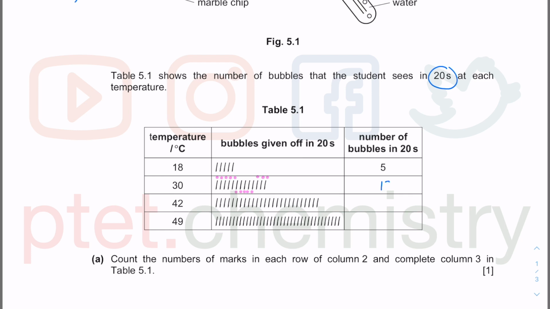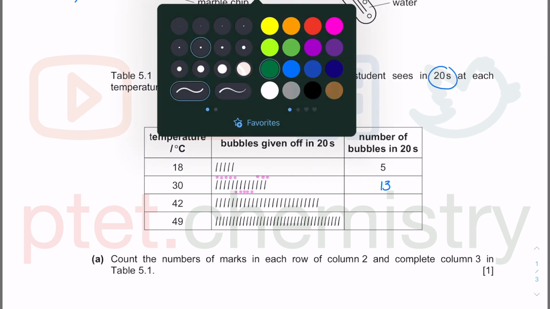So I count 13 bubbles altogether for 30 degrees Celsius. You will have your own way. I have my highlighter, but that's because I'm working on a screen. In a real question paper, you're not allowed a highlighter. You need to be able to do this in 1 minute. You only have 1 minute for 1 mark. Be very, very careful in a real exam.